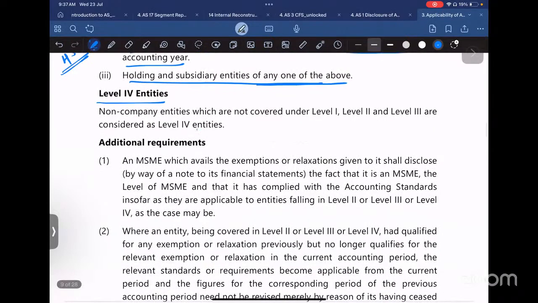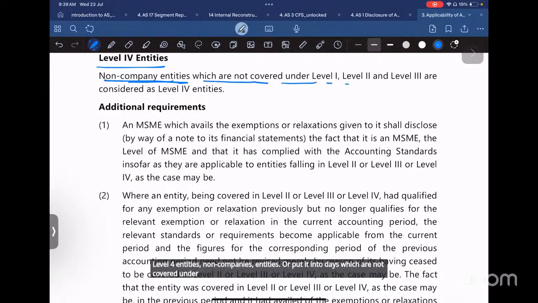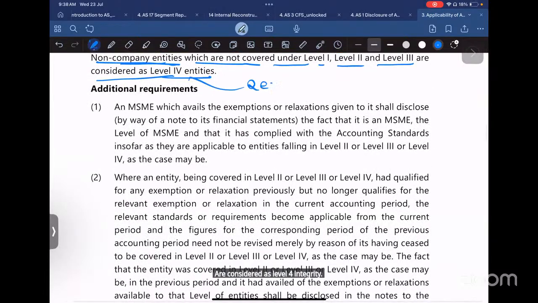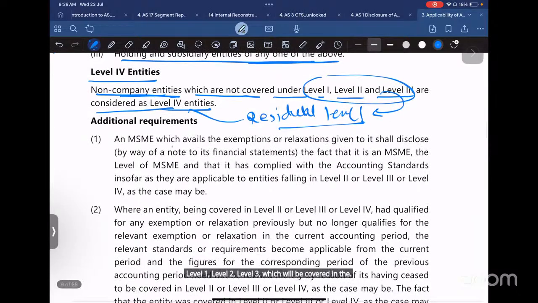Level 4 entities: non-company entities, not corporate entities, which are not covered under level 1, level 2, and level 3 are considered as level 4 entities. This is the residual level. The non-corporate entities which are not covered in level 1, level 2, level 3 will be covered in the level 4 entities.